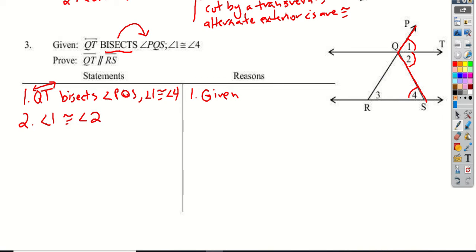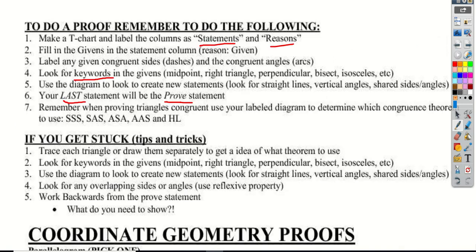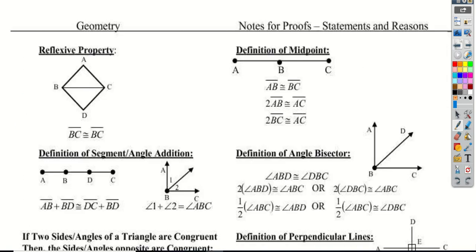Okay, that's a new statement. So we know that that's true, and we have to give the reason. And the reason was the angle bisector cuts an angle into 2 congruent angles. Now, if you wanted to use your notes, we would go for angle bisector, and we also could put down definition of angle bisector.